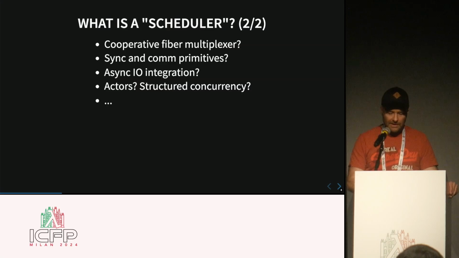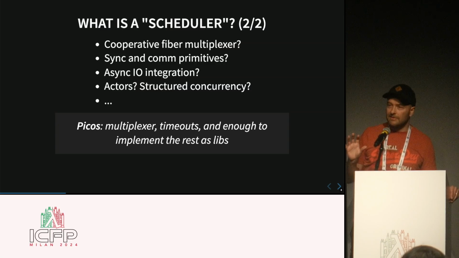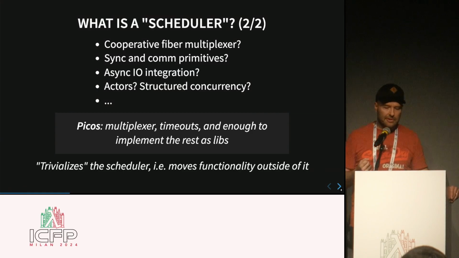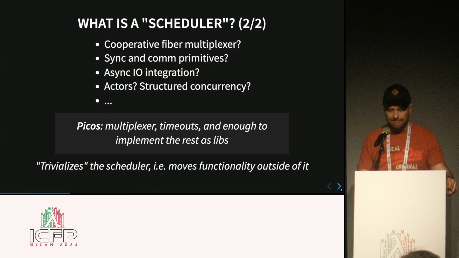So what will happen with the Picos interface is that it only sort of gives you an interface to the multiplexer and timeouts. And that's basically what I think is just enough to implement everything else as libraries when you do it properly. And this will, in turn, trivialize the scheduler. So it moves functionality outside of the scheduler, which also means that if you have a custom scheduler, then you might implement certain things sort of inside the effect handlers. But the Picos interface actually requires certain things from the scheduler to be sort of unconstrained and to implement those constraints outside of the scheduler. That's the idea.